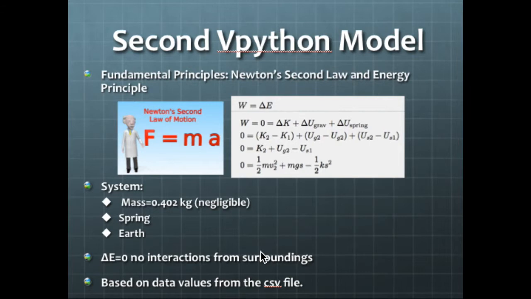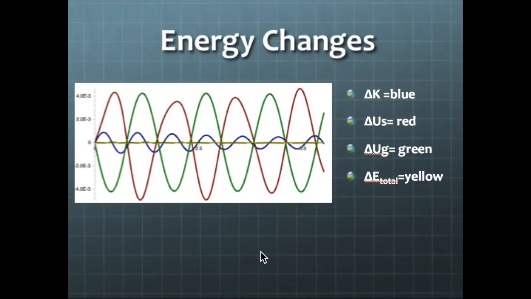In this model, I consider that the mass of the spring is negligible, so there are no contributions of the spring neither to kinetic energy change nor to gravitational potential energy change. The model needs the initial values of energies, and after computing the velocity and position of the mass, we can compute the final values of the energies and the energy changes. The graph shows the energy flow, showing the changing kinetic energy in blue, the changing spring potential energy in red, the changing gravitational potential energy in green, and the sum of the energy changes in yellow.